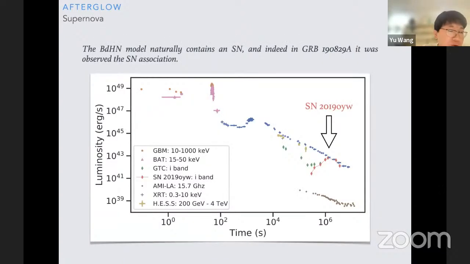And this BdHN model naturally contains a supernova. The supernova produced about 0.4 solar mass of nickel. Its radioactive decay energy is emitted mainly at optical wavelengths, with a corresponding flux that peaks around 13 days in the rest frame. Here we can see this red part is the supernova observed by GTC at 10 to 6 seconds. It's a very low redshift, so almost 13 days.